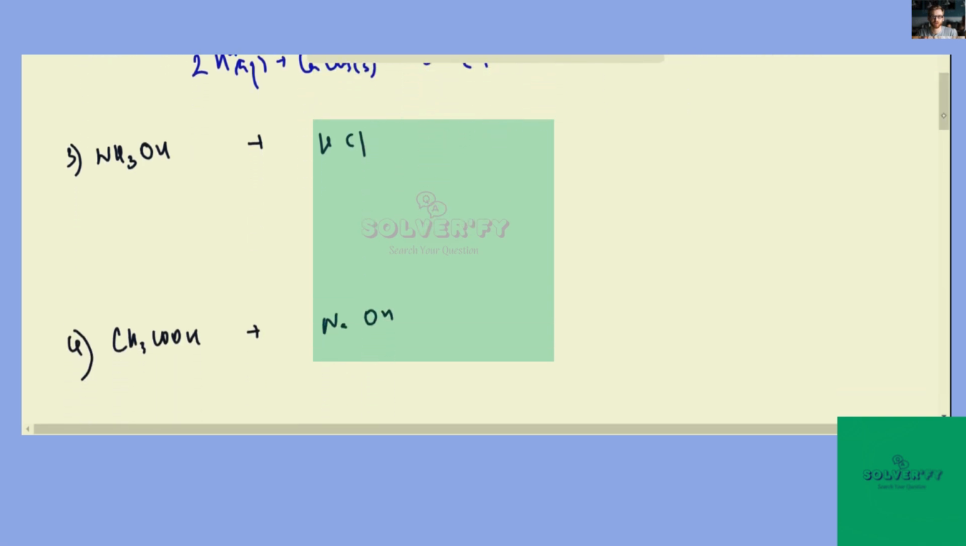So let's move on to the next one. Here is a typo. The reaction between ammonium hydroxide and HCl. Ammonium hydroxide is a weak base, but still, let's write it down as NH4+ plus OH-. Nevertheless, the product is ammonium chloride plus water.